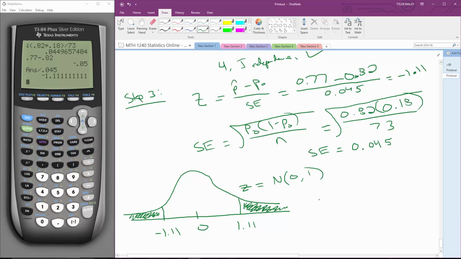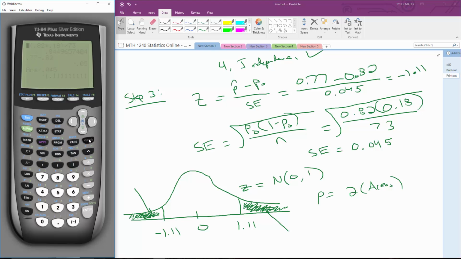But since we're doing a two-sided test, my p is going to be 2 times one of the areas, right? So if I find this area, I double it to get p, or if I was able to find this area, I'd double it to get p.